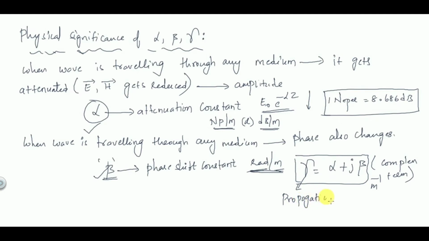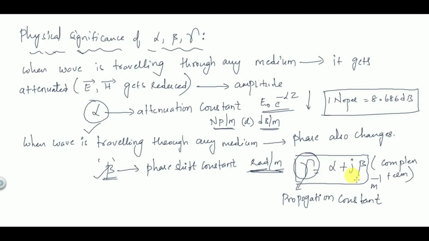When the wave is propagating, how the wave gets attenuated in amplitude and how the phase shift changes is represented by the term gamma. When the wave is propagating, it represents the constant, so it is called the propagation constant. Now we have got the idea of what alpha, beta, and gamma are.